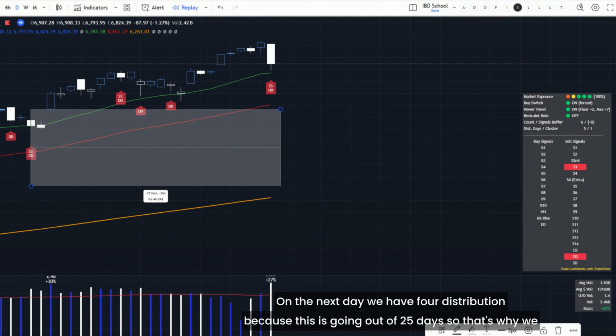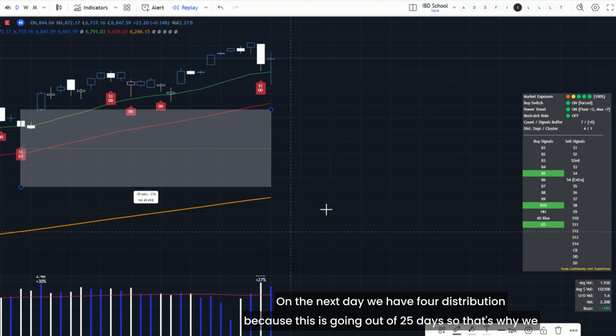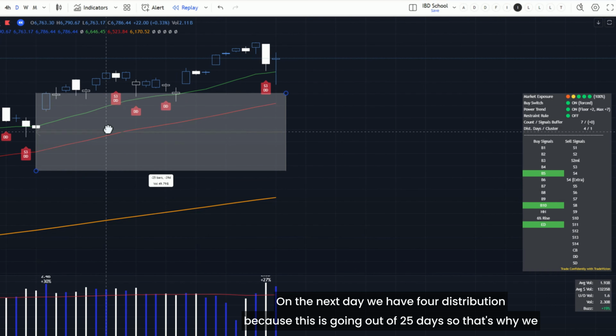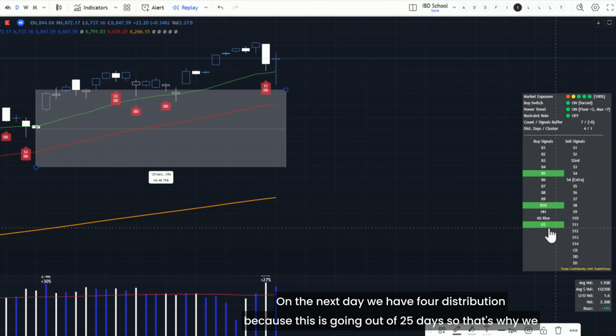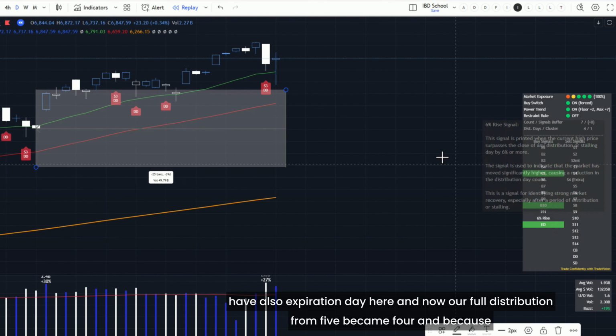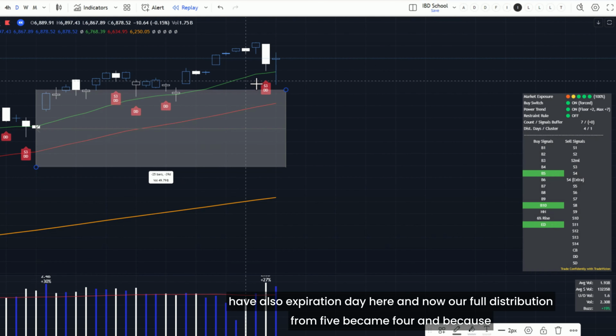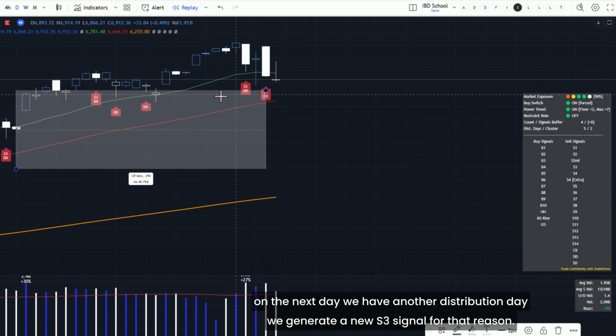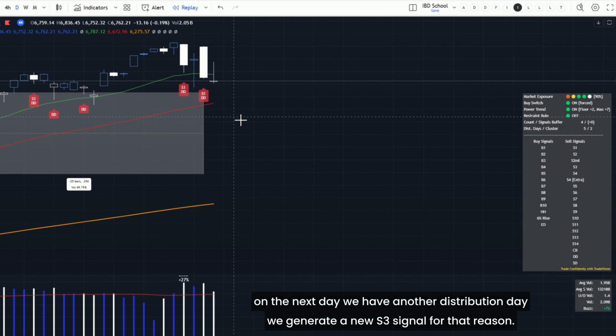On the next day, we have 4 distribution days because one is going out of the 25 days. That's why we also have an expiration day here. Now our full distribution went from 5 to 4. And because on the next day we have another distribution day, we generate a new S3 signal for that reason.